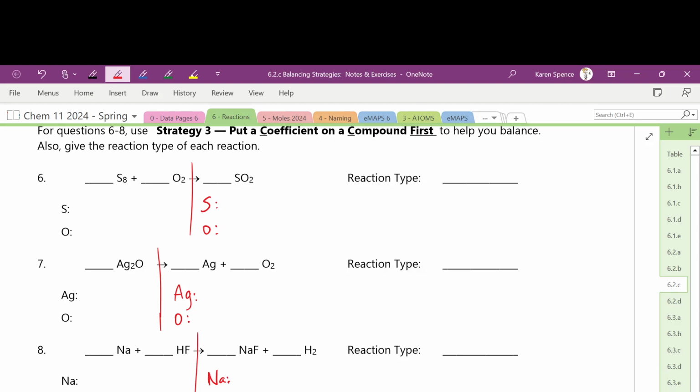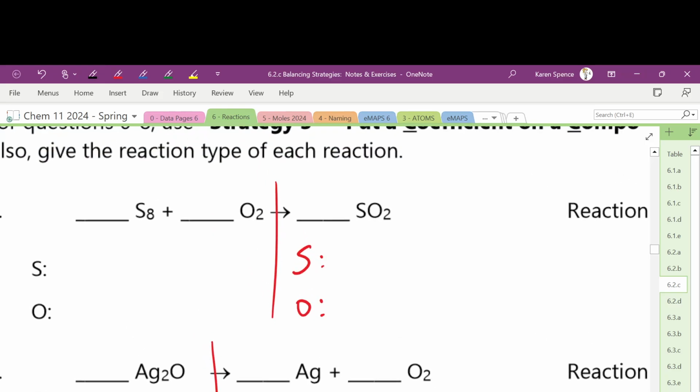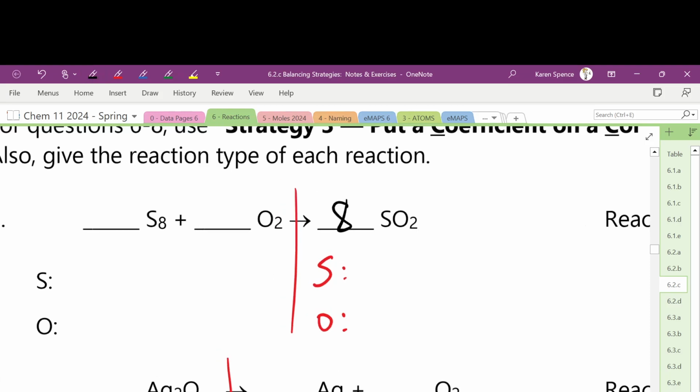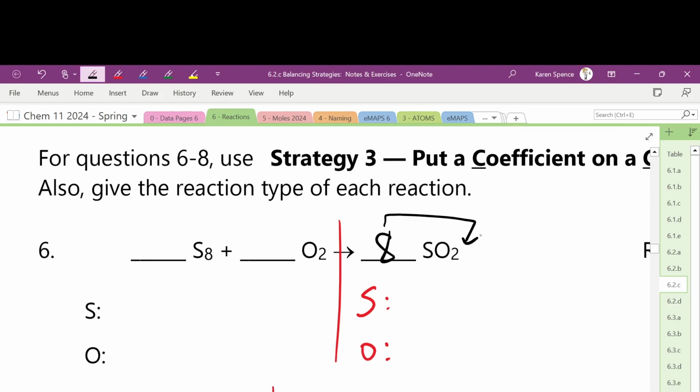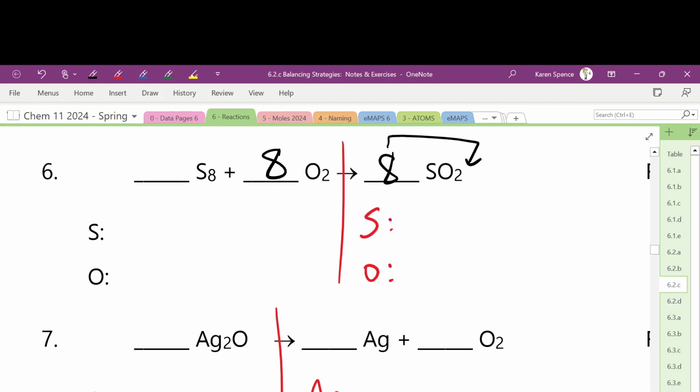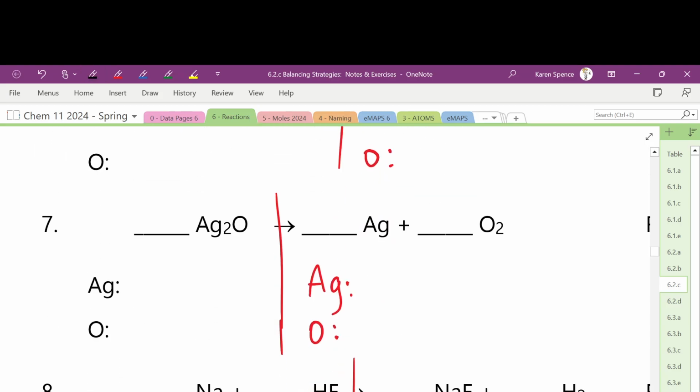Okay, so let's all check our answers here. What did you guys get for the first one? Well, we need to have 8 sulfurs, yes? So we put that 8 on that sulfur there, which gives us 8 times 2 is 16. So we need 8 here as well, okay? Feel free to keep making the chart. I've got 2 O's and only 1 O, so I'm going to put a 2 here. All right, and then we have 4 Ags, so that's a 4.